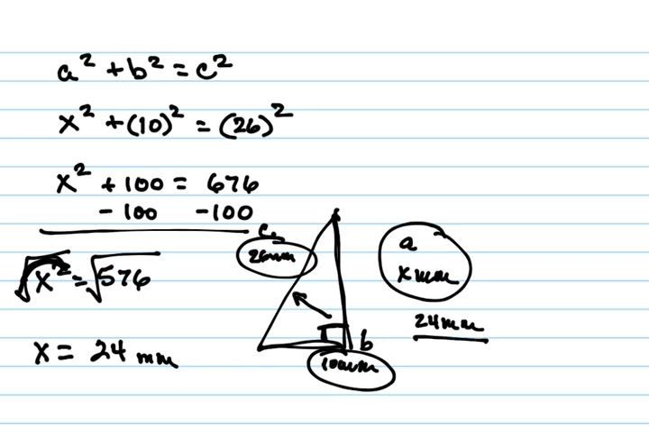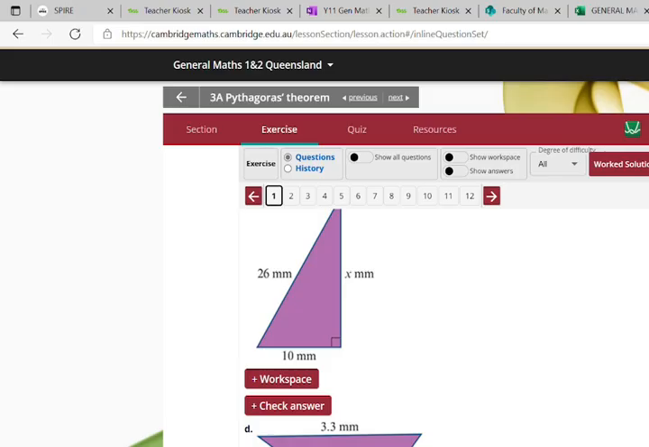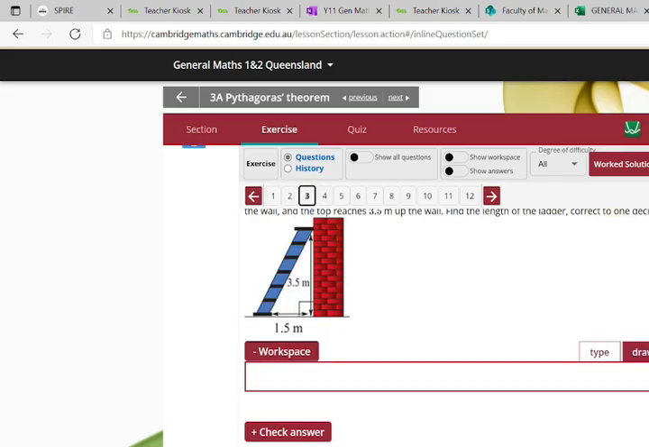One way you can always check yourself is that this side is longer than this side, so 24 is bigger than 10, and the hypotenuse is always the longer side. So if you got, say, 28 here, we know that couldn't be correct because the hypotenuse was 26. So the hypotenuse has to be the biggest number, and the other two will be bigger or smaller in relation to it. Okay? All right. Let's look at one where it's given to us in words.